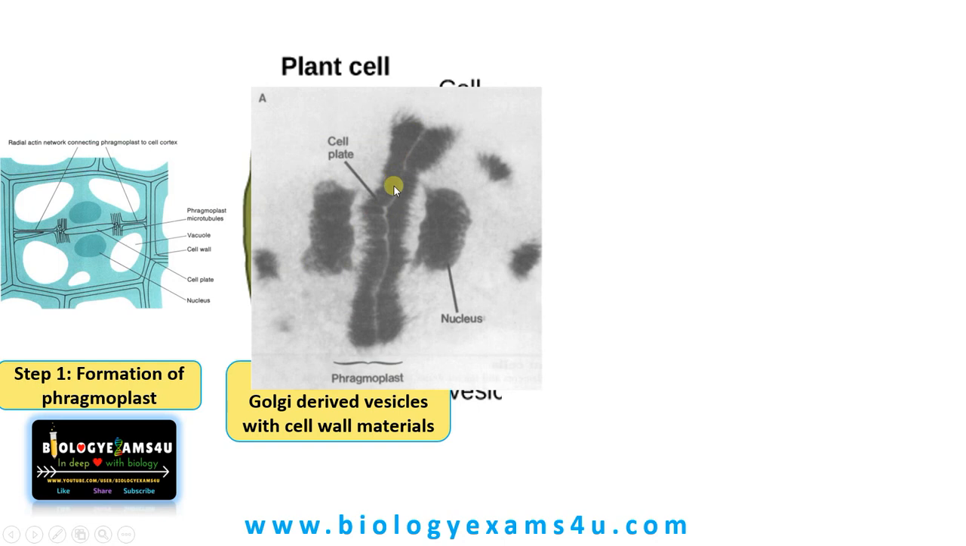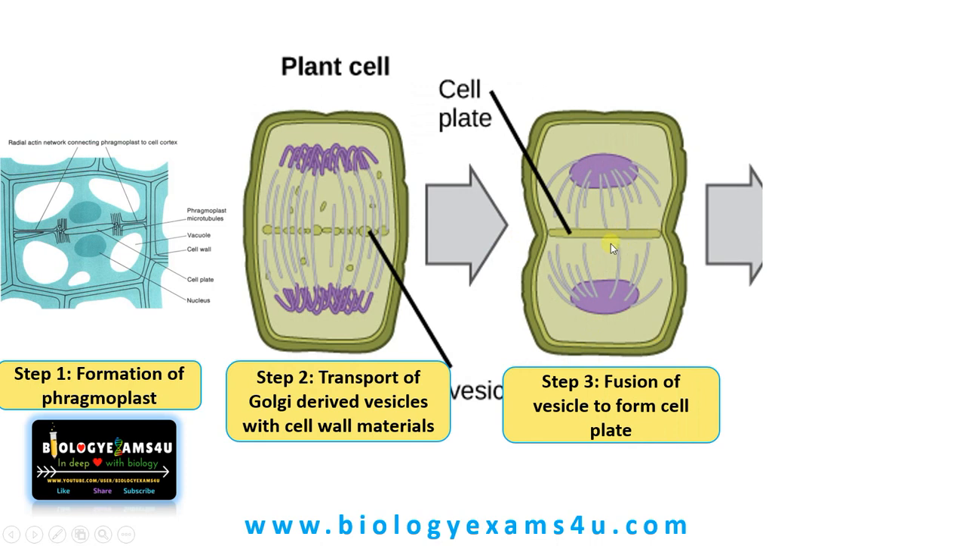So this is the electron micrograph, as you see. This is the cell plate in the middle. Then this is a phragmoplast. This phragmoplast actually serves as a scaffold for placing this cell wall material in the precise, correct location. So this is the separating nucleus of the first cell, and this is the nucleus of the second daughter cell. In the next step, vesicles fuse to form a cell plate.